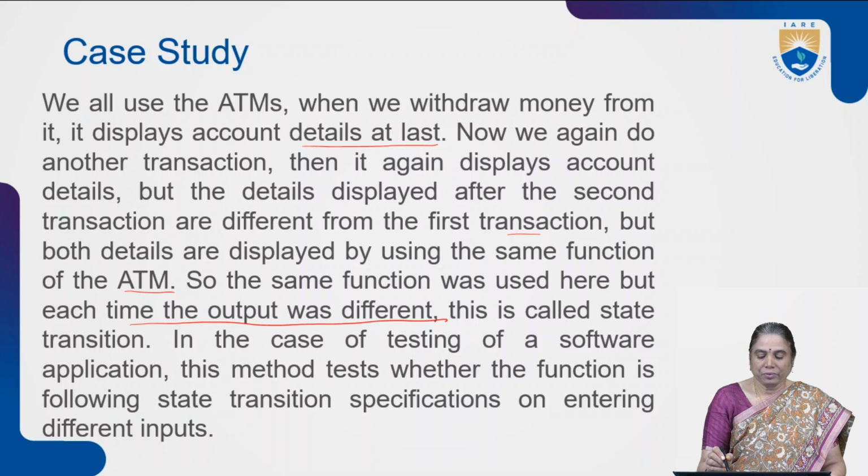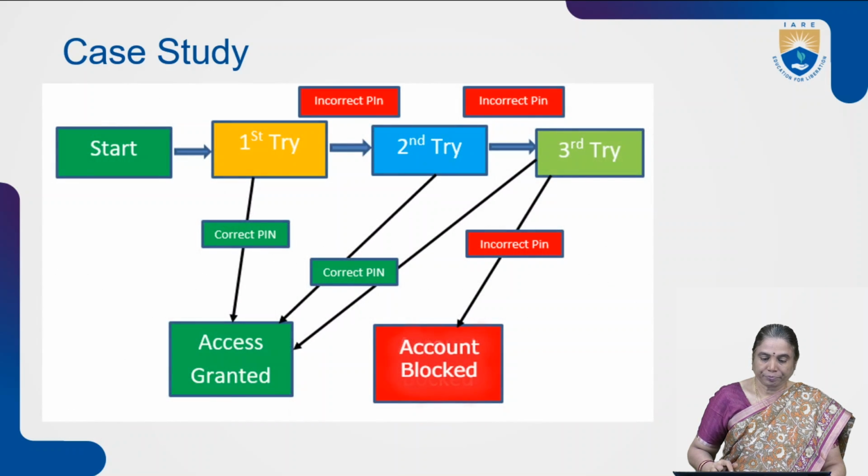In the case of testing a software application, this method tests whether the function is following state transition specifications on entering different inputs. So here the ATM behavior is easily captured with the help of state transition. So here this is the start state. On the first try, if the correct PIN is entered, then access is granted. On the first try, if an incorrect PIN is entered, then it leads to the second try.